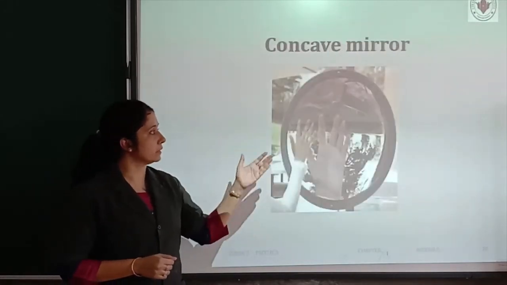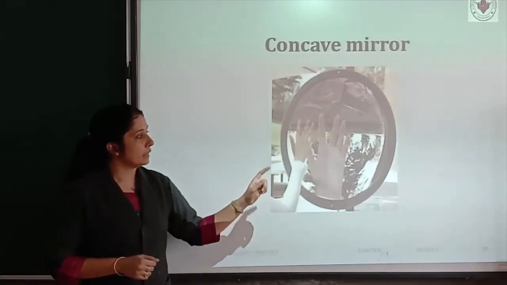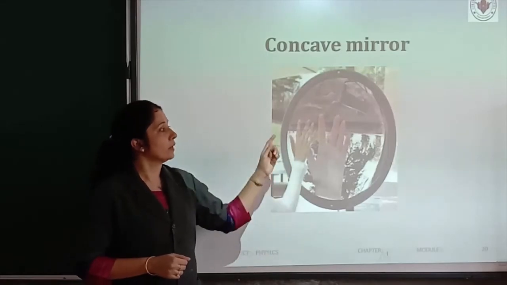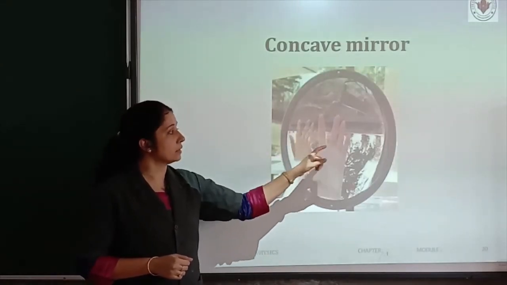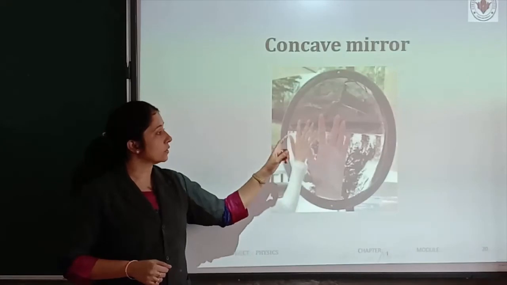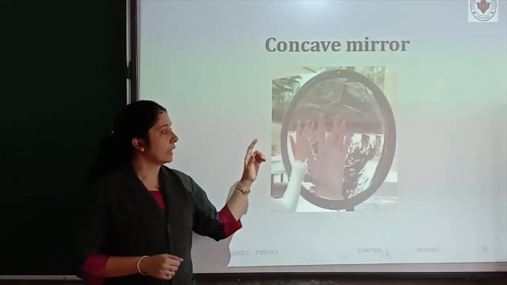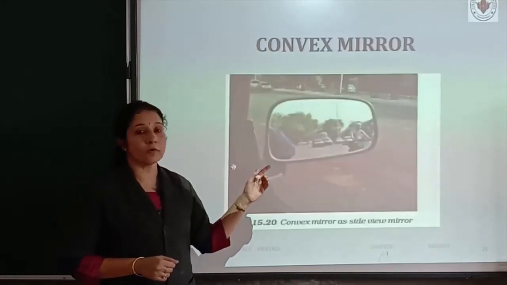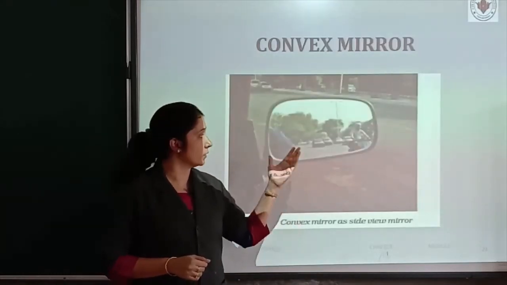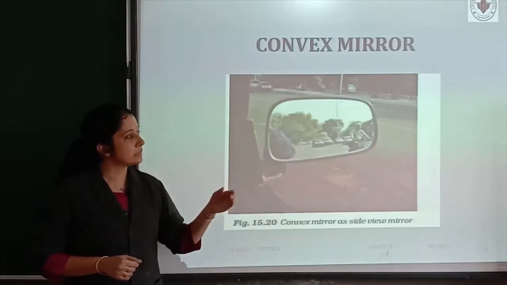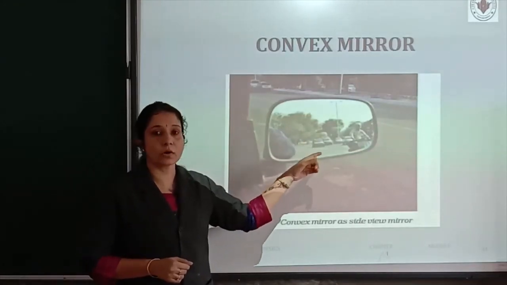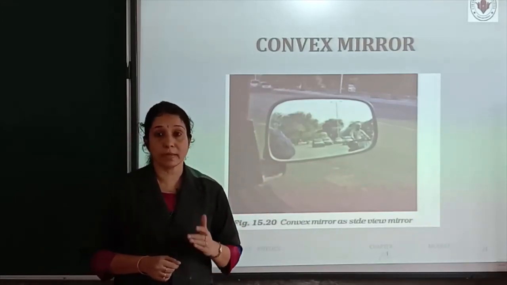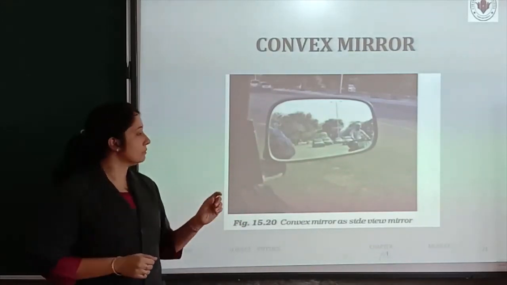So here we have a concave mirror. Here you see a hand in front of the concave mirror, and the image is seen inside the mirror, but it is bigger. So the concave mirror is able to form an image bigger than the object. Now in the case of the convex mirror, which is used as rear view mirrors in vehicles, you see that the image is smaller than the object. So these are some specialities of images formed by spherical mirrors.